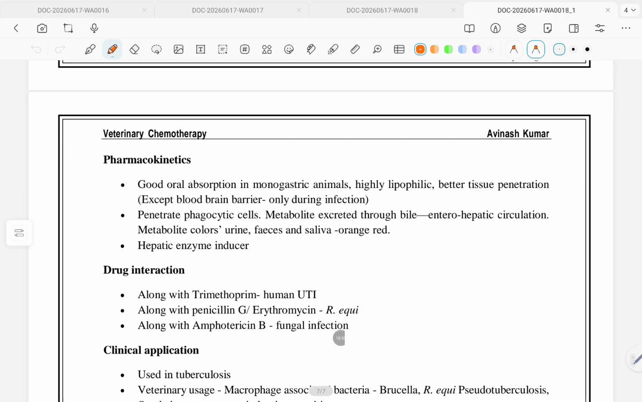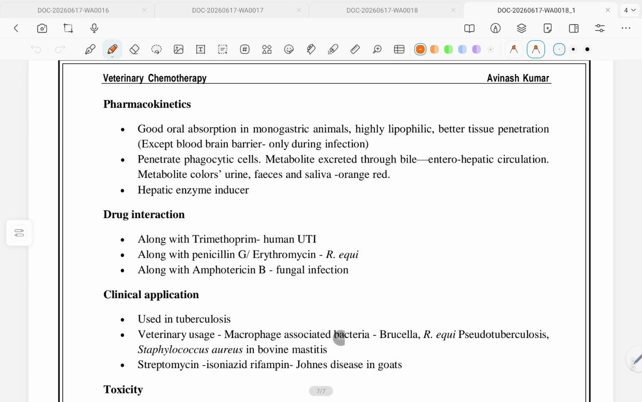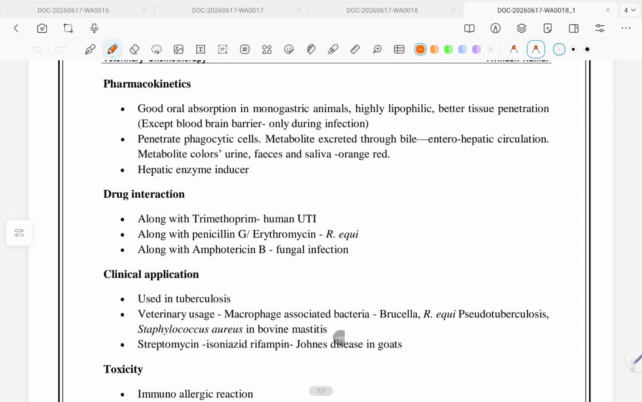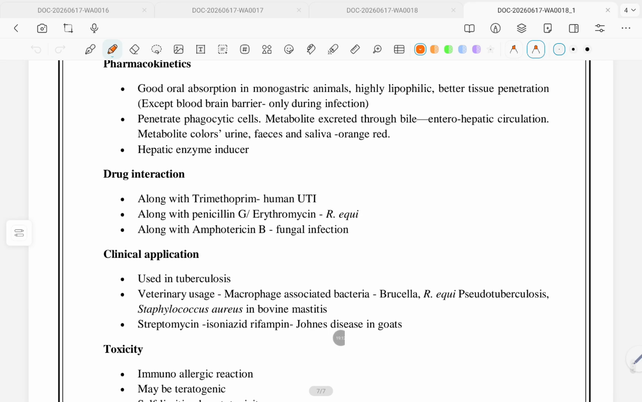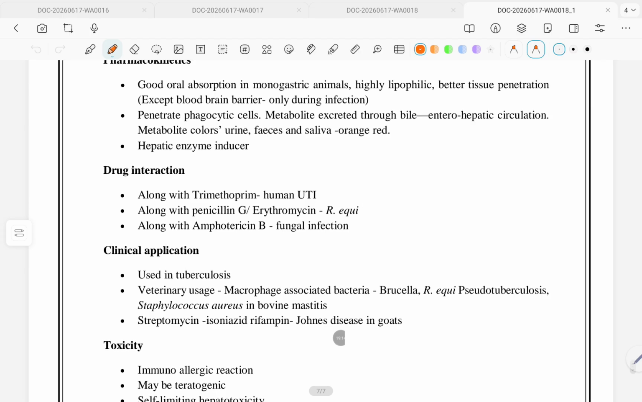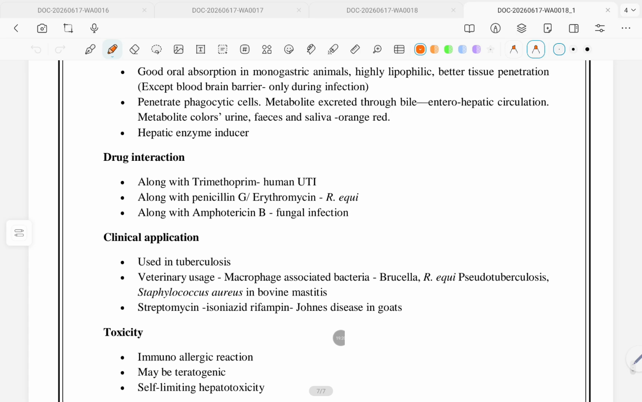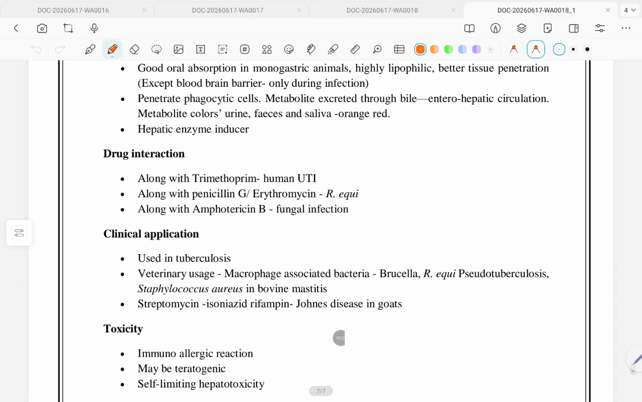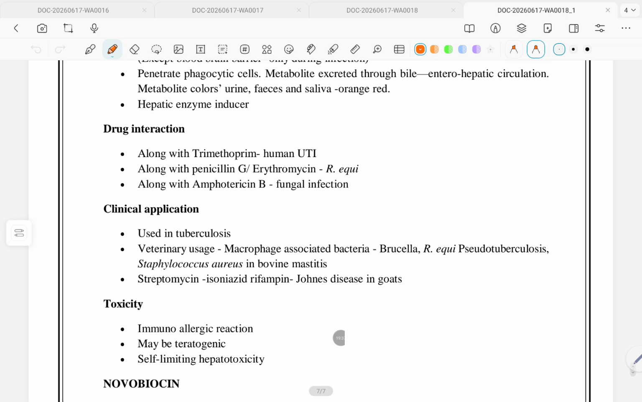Pharmacokinetics. Good oral absorption in monogastric animals, highly lipophilic, better tissue penetration, crosses the blood-brain barrier only during infection. Penetrates phagocytic cells, metabolite excreted through bile, enterohepatic circulation, metabolite colors urine, feces and saliva orange red. Hepatic enzyme inducer. Drug interactions: along with trimethoprim, human UTI; along with penicillin G or erythromycin, Rhodococcus equi infection; along with amphotericin B, fungal infection.